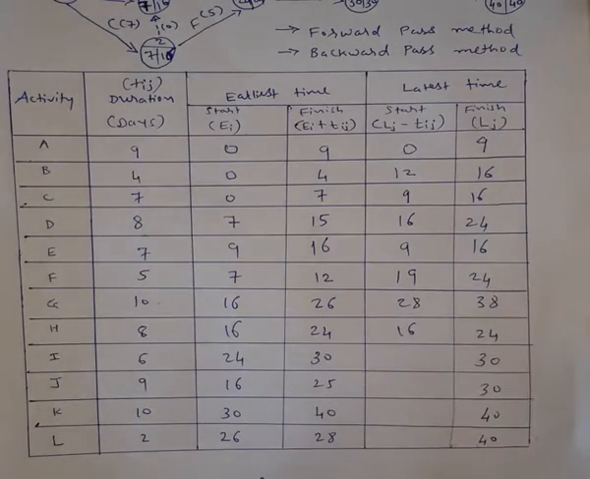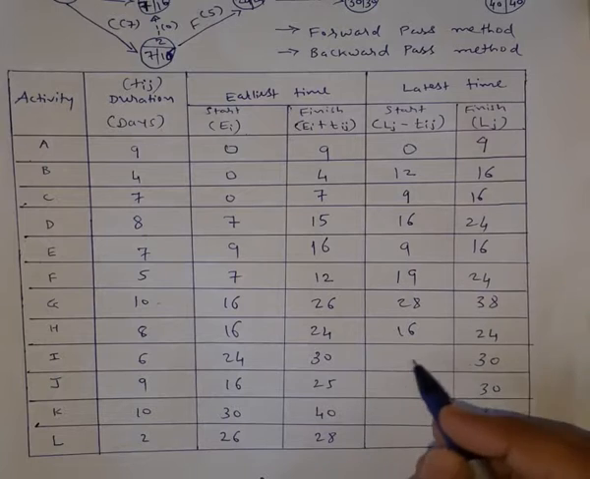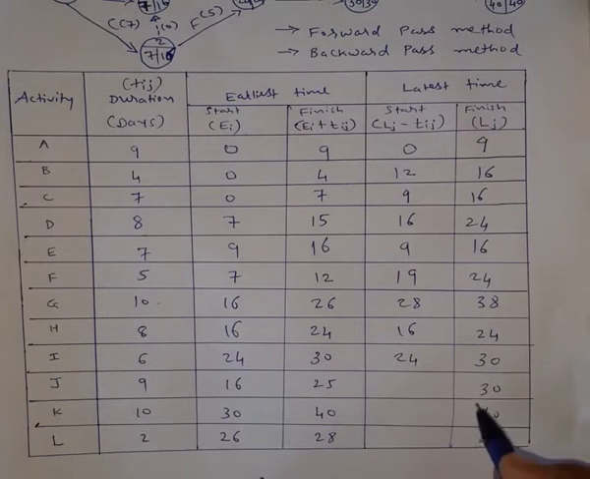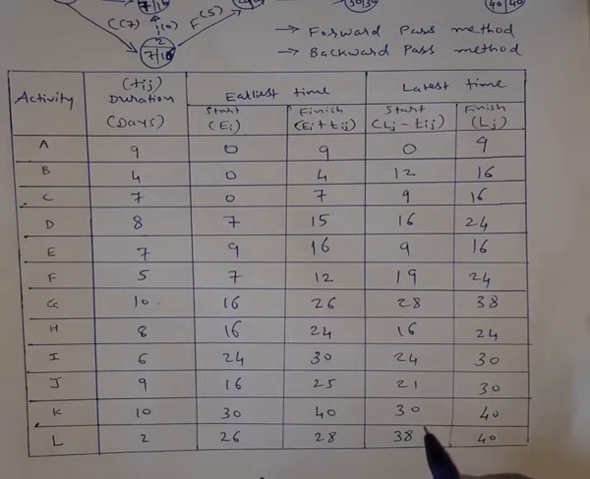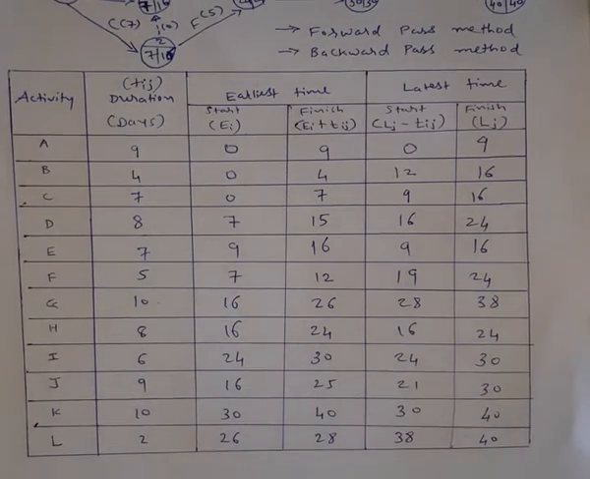For activity I, it is 30 minus 6, so 24. For activity J, 30 minus 9, so it is 21. For activity K, it is 40 minus 10, so 30. And for activity L, 40 minus 2, so that is 38. So this is how the latest start time can be found. Now our task is to find the critical path for the given example.